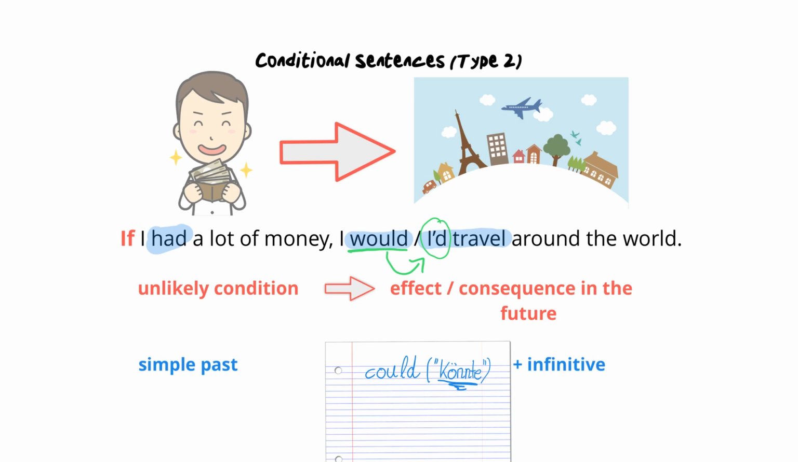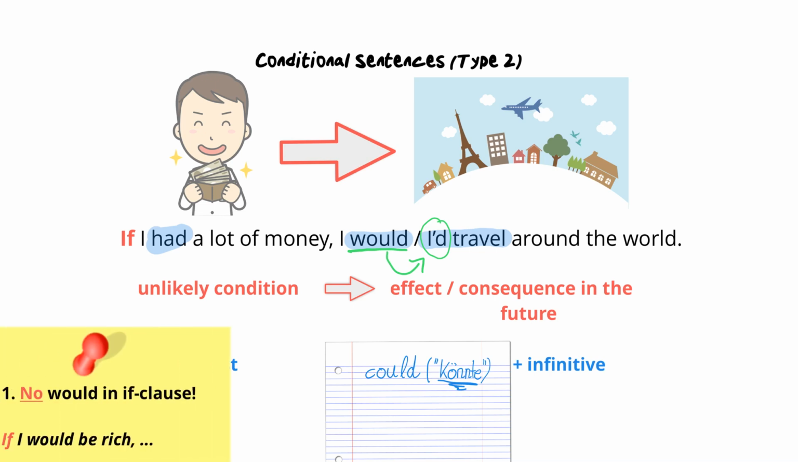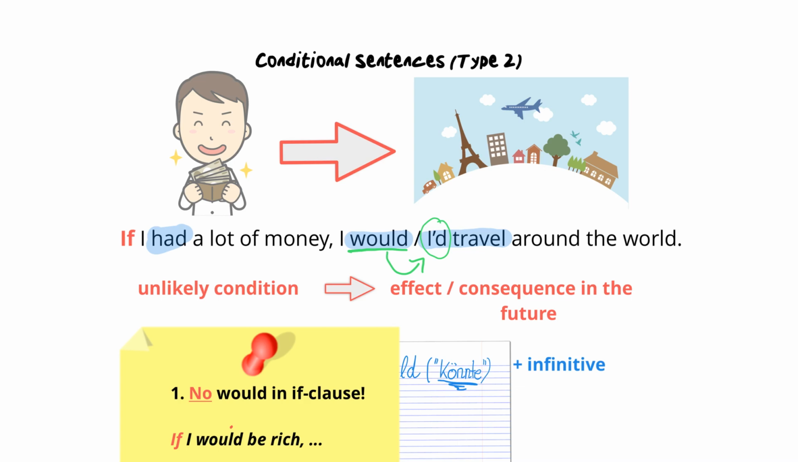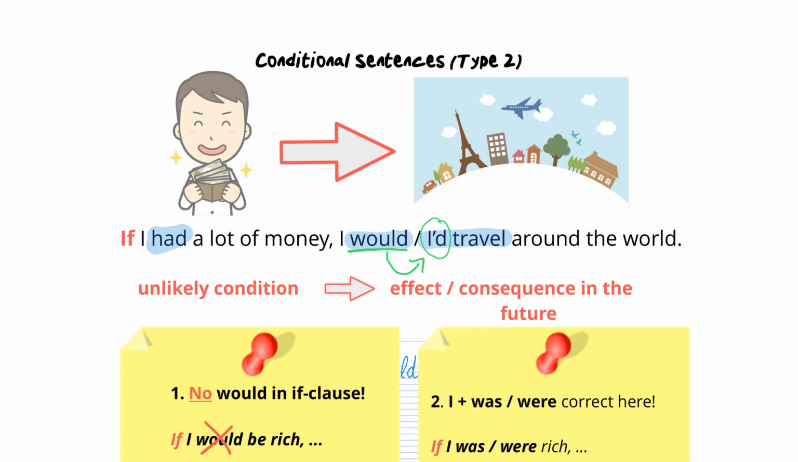Before we compare conditional sentences of type 1 and 2, be careful with two things. First, always remember that there is no would in the if clause. And second, if you use the personal pronoun I in the if clause, you can use were or was. Both forms can be used here.